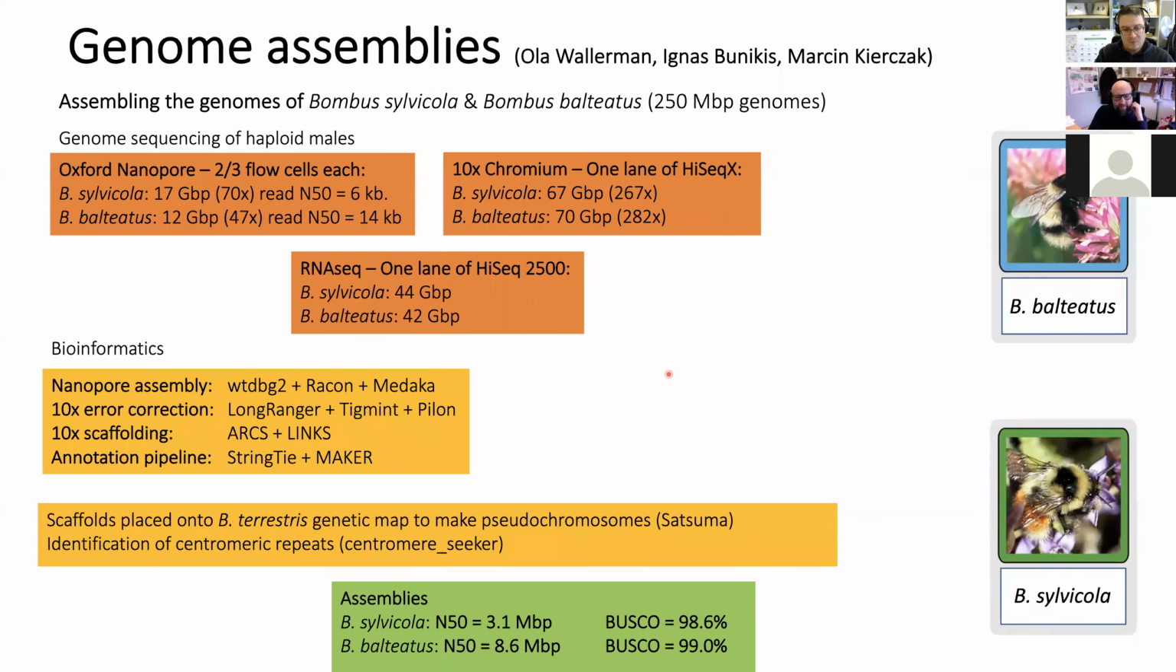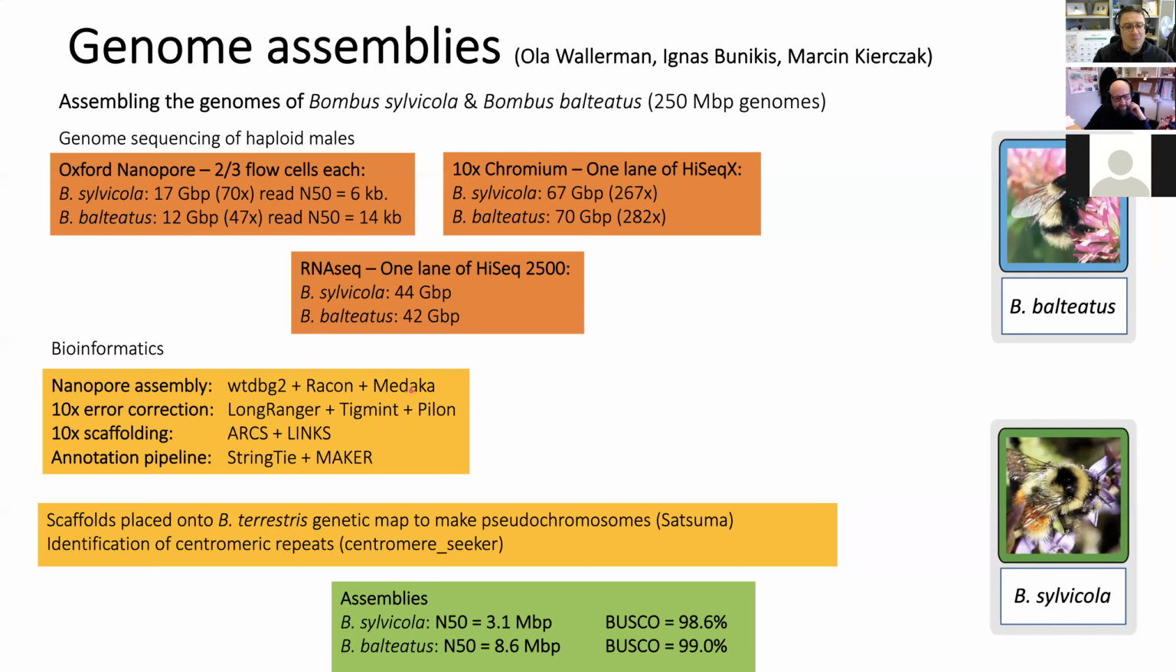So the 10x Chromium linked reads based on Illumina can be used both for error correction of base quality, but also for linking together contigs, and we used a variety of different bioinformatics packages to deal with this. So we think we produced pretty high quality genomes from this using this method.